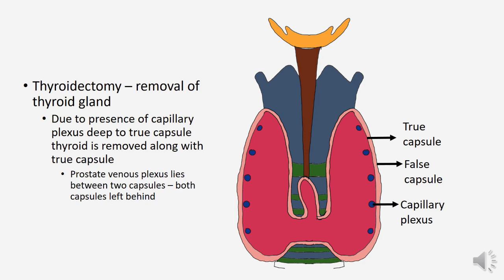The surgical removal of the thyroid gland is called thyroidectomy. And there are a few surgical anatomy points which are relevant to the surgery of thyroidectomy. One is the presence of the capillary plexus deep to the true capsule of the thyroid, which we already saw. Due to the presence of this capillary plexus, the thyroid gland is removed along with the true capsule in order to avoid bleeding. This you can contrast with the surgical removal of the prostate gland, where both the capsules are left behind because the capillary plexus in the case of the prostate gland lies between the two capsules.